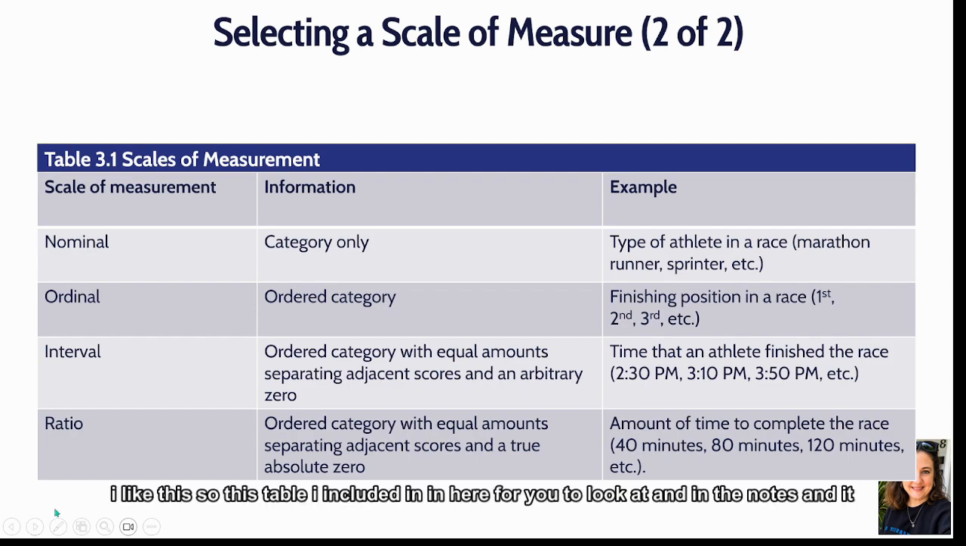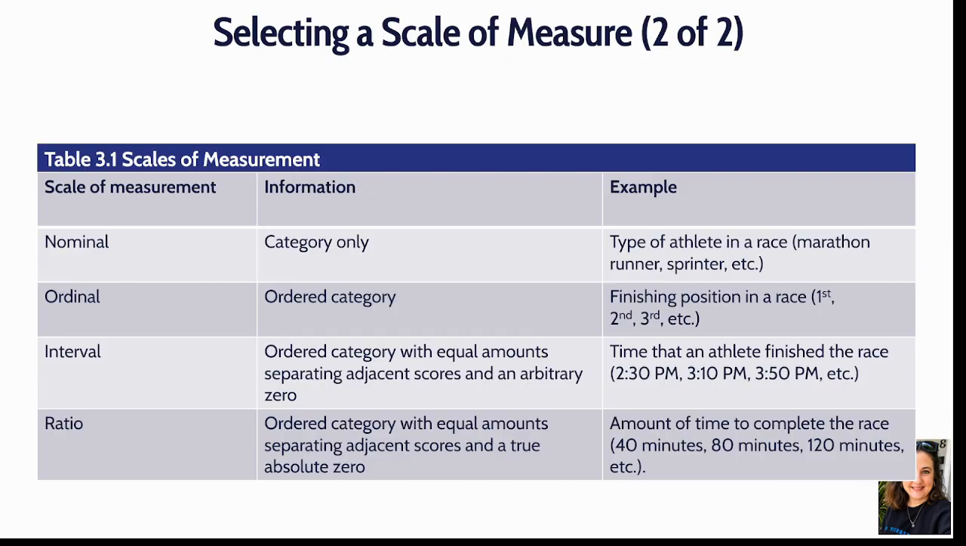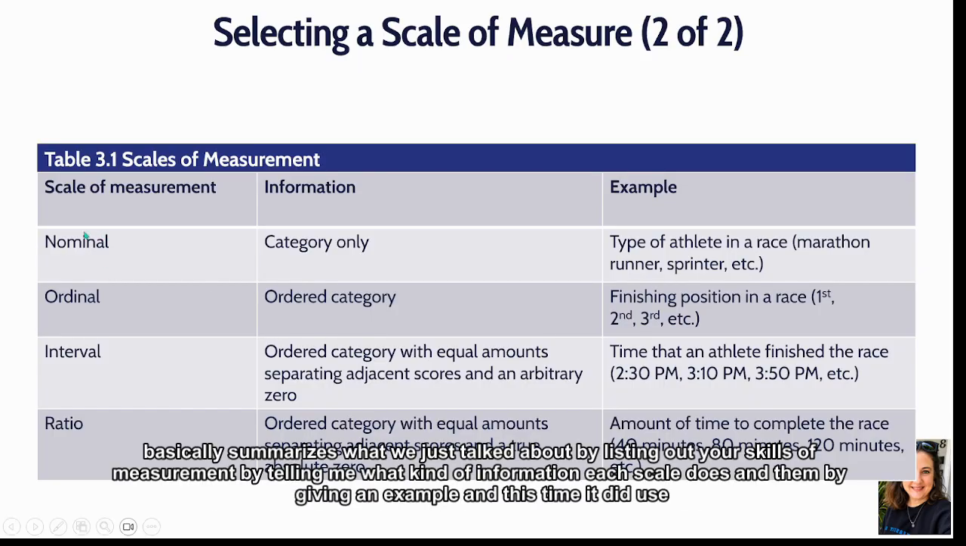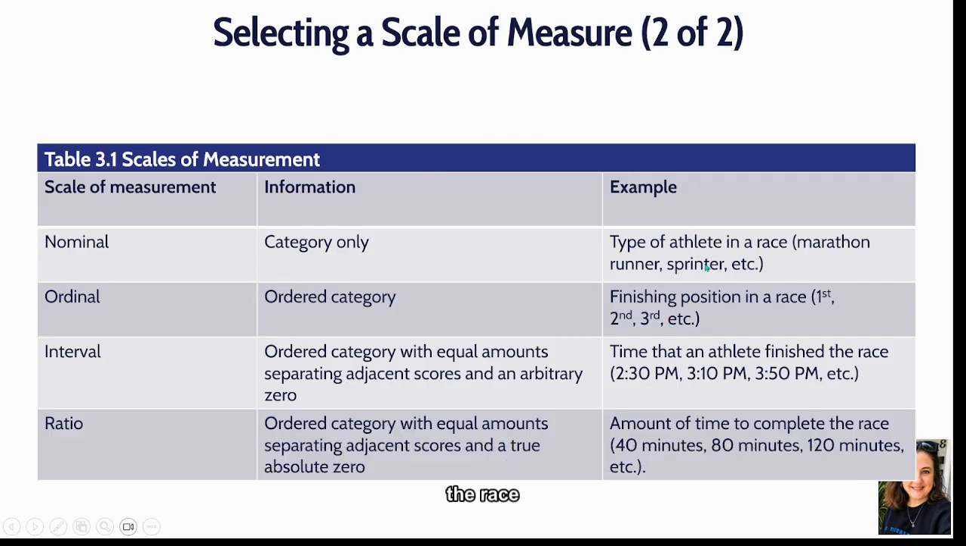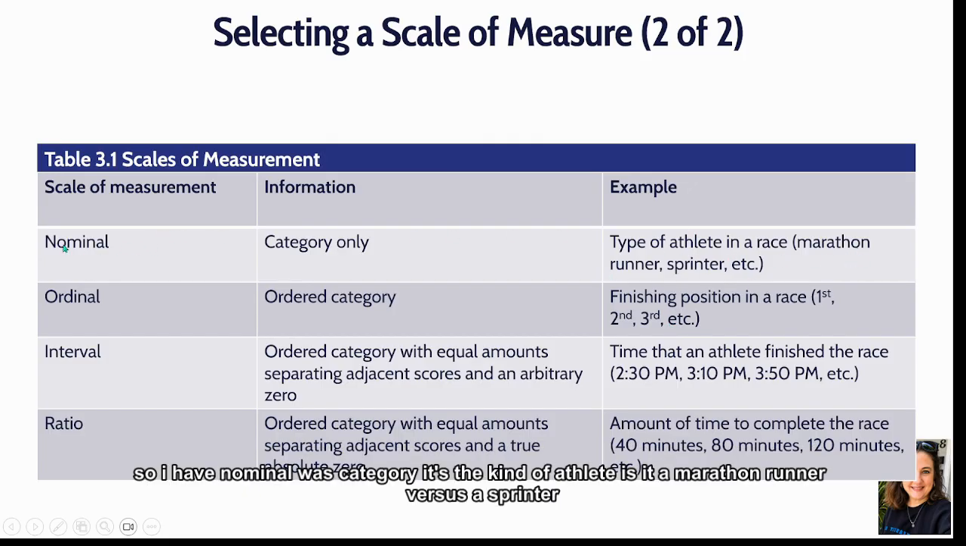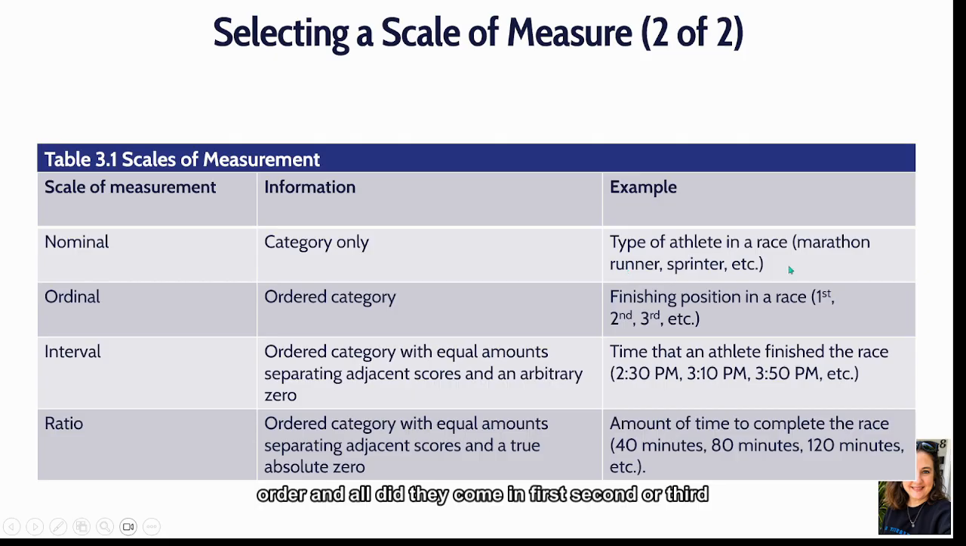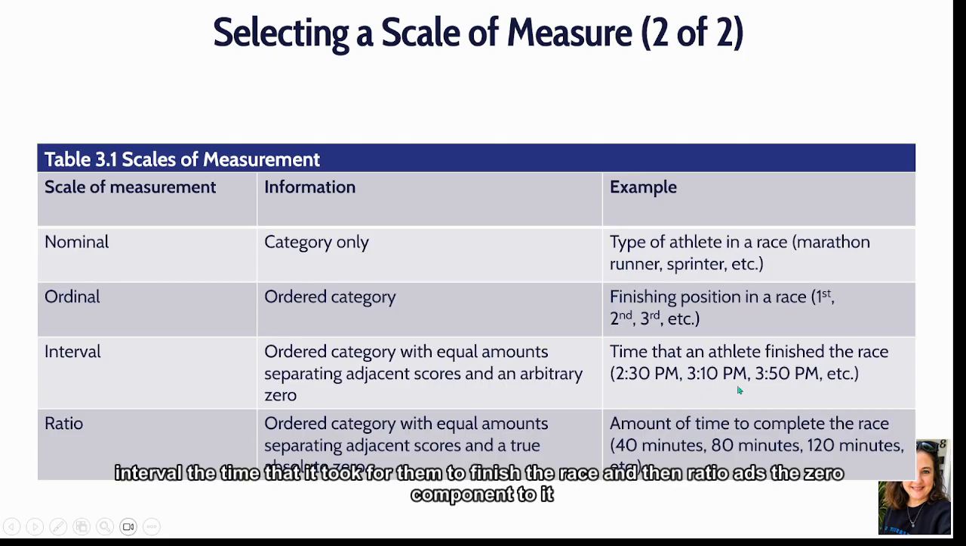I like this table. I included it in here for you to look at, and it's in the notes, and it basically summarizes what we just talked about by listing out your scales of measurement, by telling me what kind of information each scale does, and then by giving an example. And this time it did use the race. So I have nominal as category. It's the kind of athlete. Is it a marathon runner versus a sprinter? Ordinal, did they come in first, second, or third? Interval, the time that it took for them to finish the race. And then ratio adds the 0 component to it.